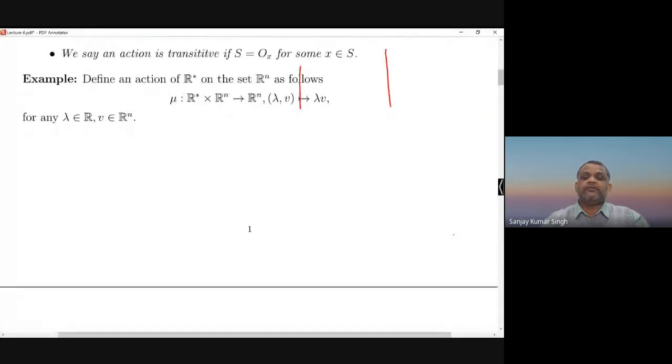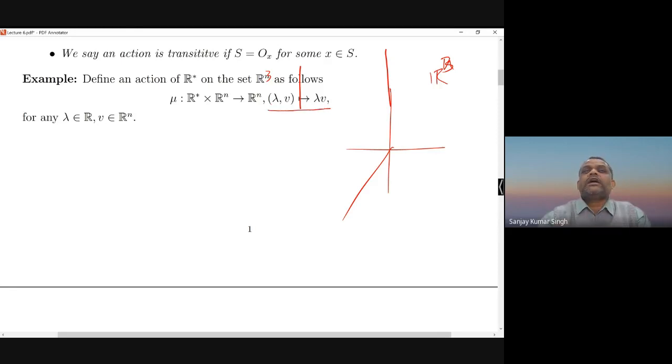Now in an example we try to understand this. Let us take R^n. For me this R^n is like this. Of course the picture represents R^3, but assume that it is R^n, or you can take R^3, and define an action. It is not very difficult to check that this gives you an action, because if you take lambda1 and lambda2 acting on v, then it will be lambda1 lambda2 v, and it is also written as (lambda1 lambda2) v.